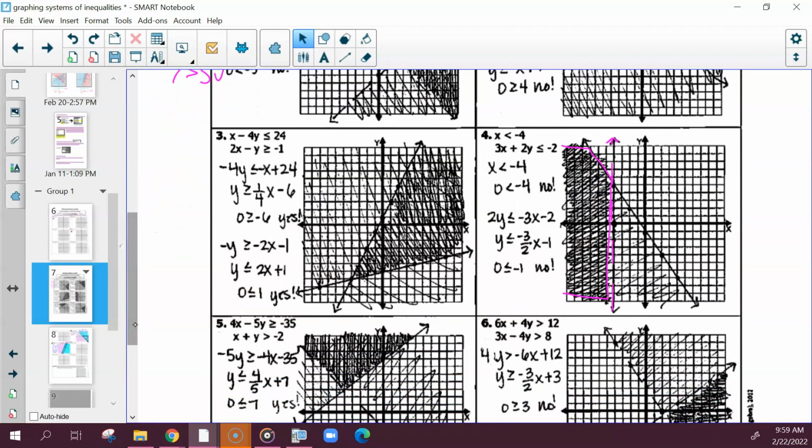And then number 4, you need to solve the second one. So that was y is less than or equal to negative 3 over 2x minus 1. One was dashed, one was solid, they were both shaded below. Do we have any questions on that one?